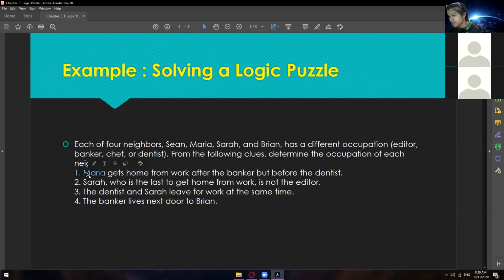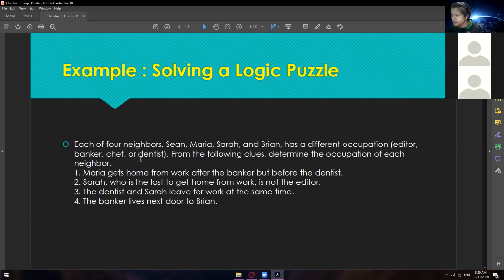Okay, may na-miss kayong part. Siguro na miscalculate or na misunderstood nyo, okay? Kasi dapat, supposedly, pagkatapos ng clue number 4, meron ng isa or dalawa kayo natapos. Okay, na-figure out nyo na kung sino may job dito, and so on and so forth. Okay. So, I'll give you guys 5 to 7 minutes, okay, para i-figure out kung kaninong job ba tong editor, banker, chef, or dentist.